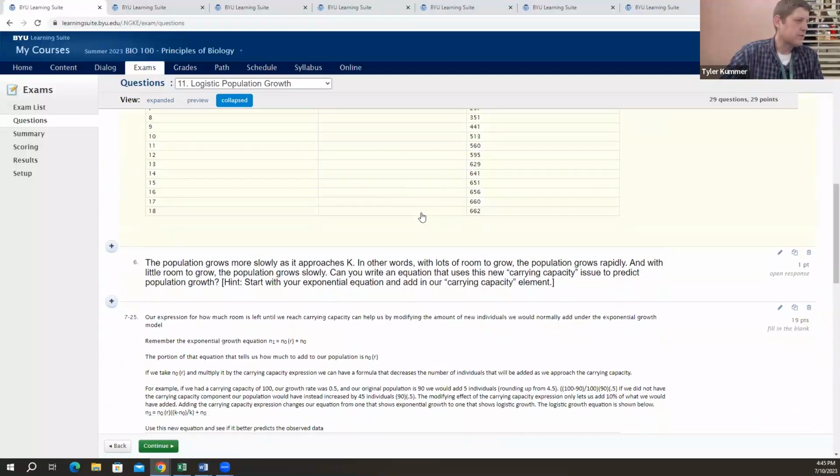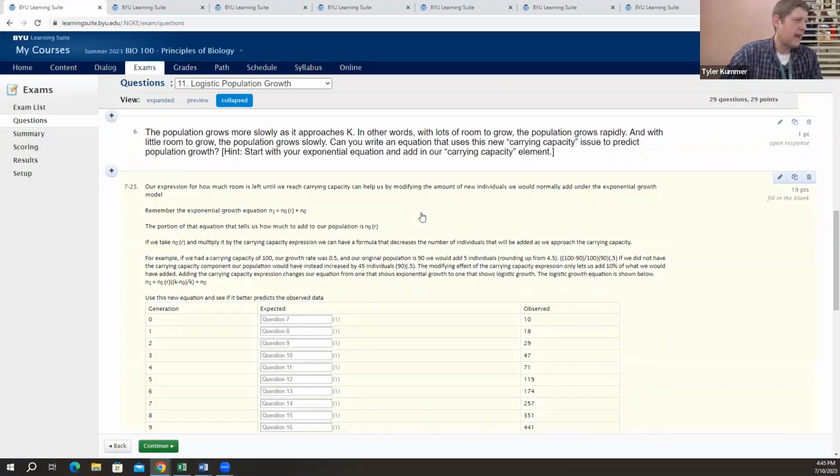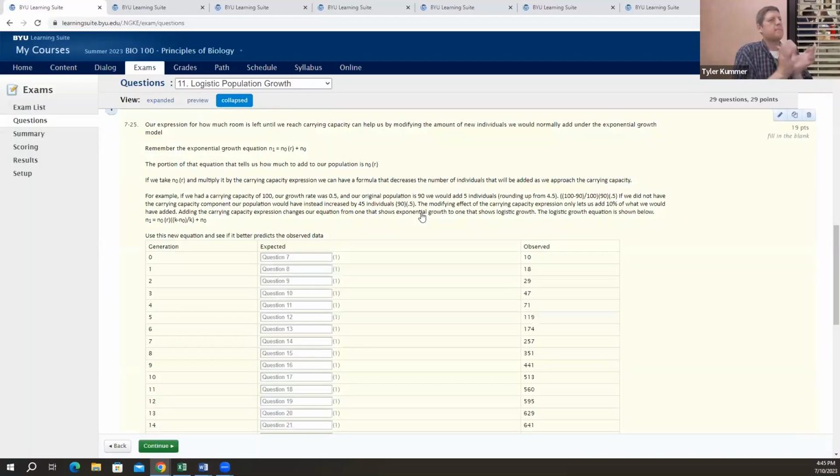So what we want to do is take that original equation and use it to modify the amount we typically add. So we have our exponential growth model, right? If it had a growth rate of 0.8, just like we had before, we get that from 18 minus 10 divided by 10. So a growth rate of 0.8 times our original, which is 10. So normally we would add 8 individuals.